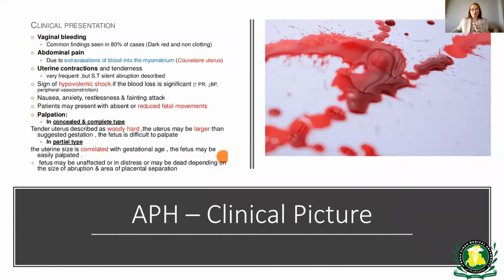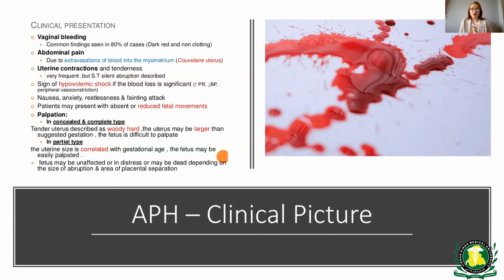So what happens when an antepartum hemorrhage happens? Somebody would come to the ER or the A&E with vaginal bleeding, and this is common in 80% of cases. There could be abdominal pain, and there could be uterine contractions because she's pregnant, and the lady could be in hypovolemic shock. So basically what we are trying to do is assess, do the ABCs, and call for help.